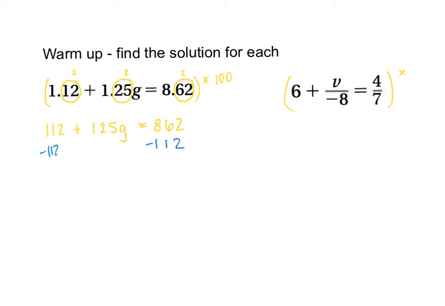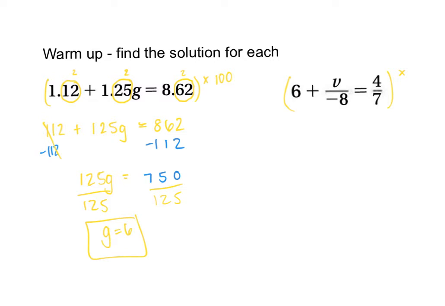From here, what we would do is subtract 112 from both sides. These are going to cancel, and we're going to be left with 125g equals, this becomes 750. If we were to divide both sides by 125, we get g equals 6.